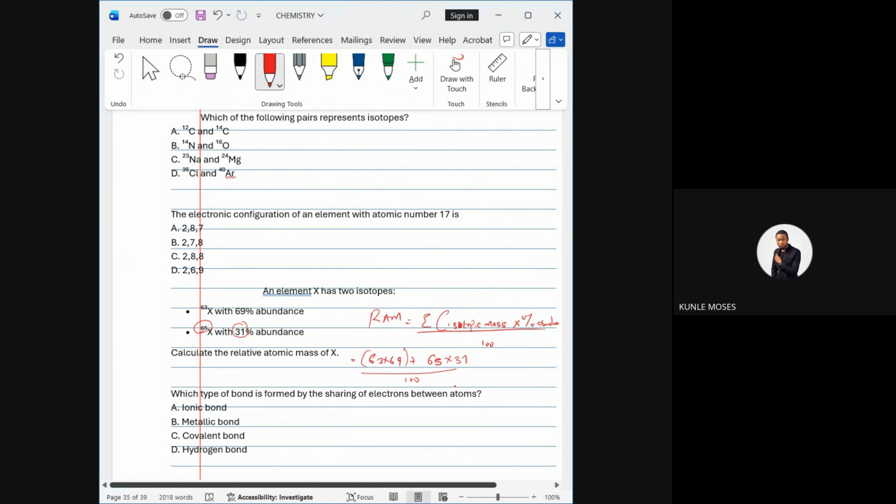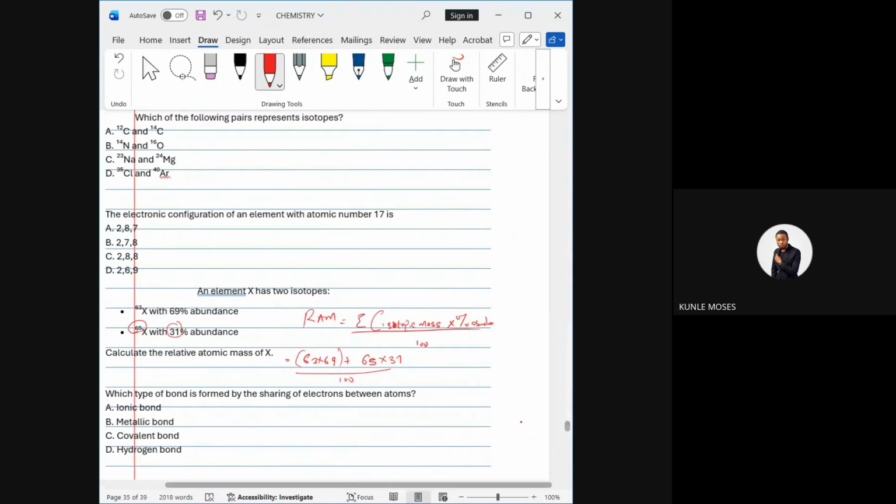So this is the formula that you have to use. You use isotopic mass multiplied by percentage abundance, everything divided by 100. The isotopic mass is the one at the top left. You multiply by your abundance, then you add it together with the second isotopic mass after multiplying by the abundance. Then you divide it by 100. Becky, do you get that?